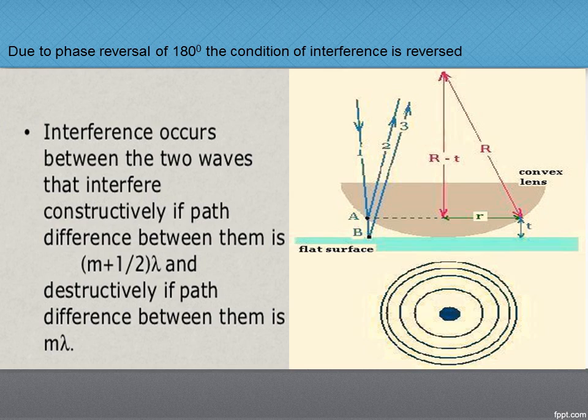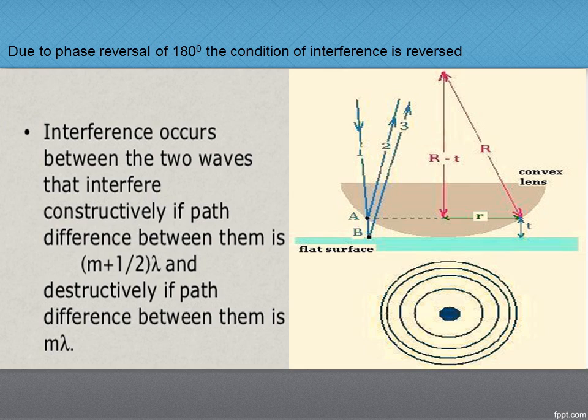Now you have already studied in Young's double slit experiment that for constructive interference we take path difference equals m lambda, but here interference occurs between two waves that interfere constructively if the path difference between them is (m plus half) times lambda, and destructively if the path difference between them is m lambda. This shows that the condition of interference in case of Newton's rings, due to phase reversal of 180 degrees, is reversed.